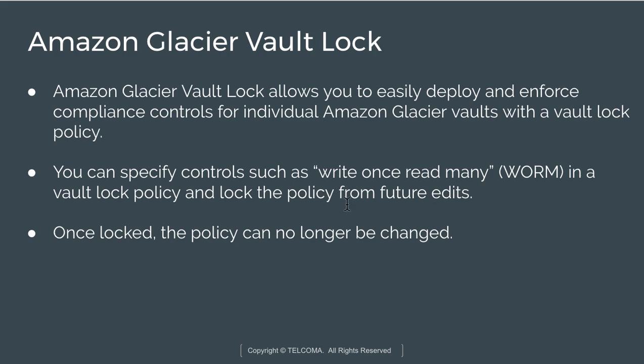So that means it allows you to easily deploy and enforce controls for individual Amazon Glacier vaults with the help of vault lock policy, where we initiate the lock by attaching a policy. We set the lock in-progress state and we get a lock ID. That lock ID we can use to complete the process. So we can specify controls, such as write once, read many, in a vault lock policy. Once locked, the policy can no longer be changed. This is a feature for protecting data in Amazon Glacier with vault lock.